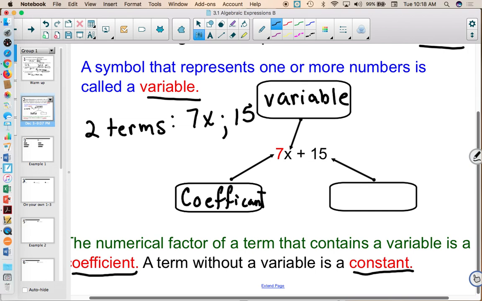Good. So what is the 15? That only leaves one that we haven't used, and that's not the 15. And what is it, Jaslyn? The constant. It's the constant.